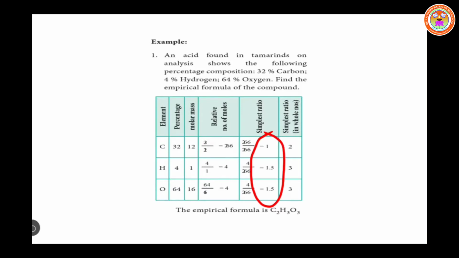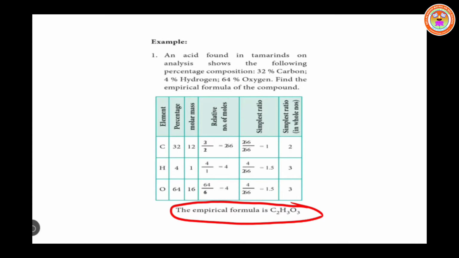Therefore, 1 into 2 is 2 for carbon. Then for hydrogen, 1.5 into 2 is equal to 3. Then for oxygen, 1.5 into 2 is equal to 3. Therefore, the simplest ratio in whole numbers is 2:3:3. Therefore, the empirical formula of the compound is C2H3O3. This is an important 3-mark question.